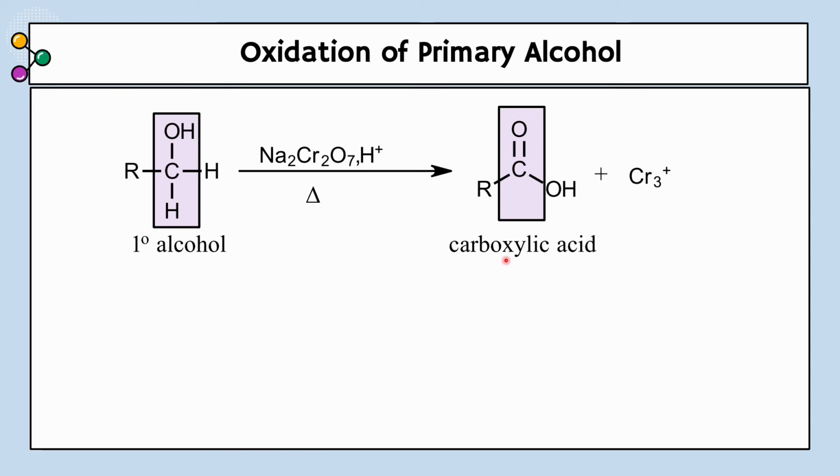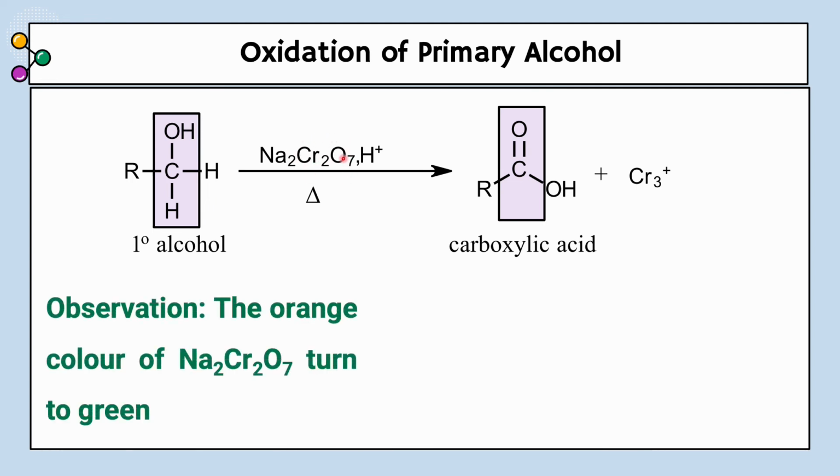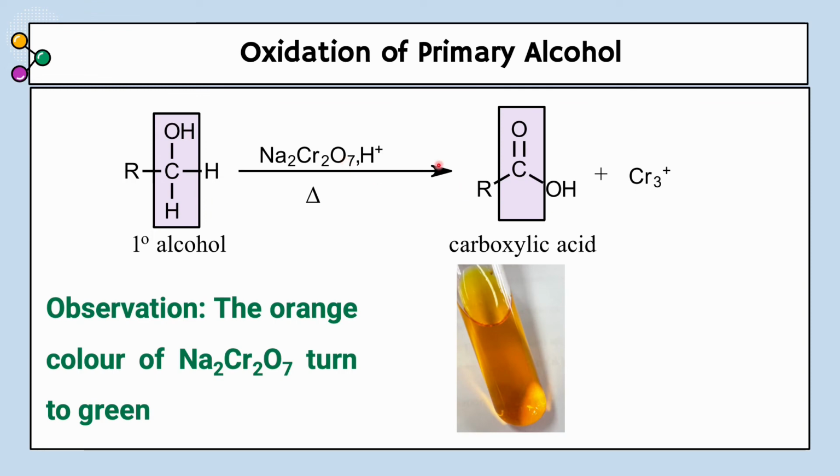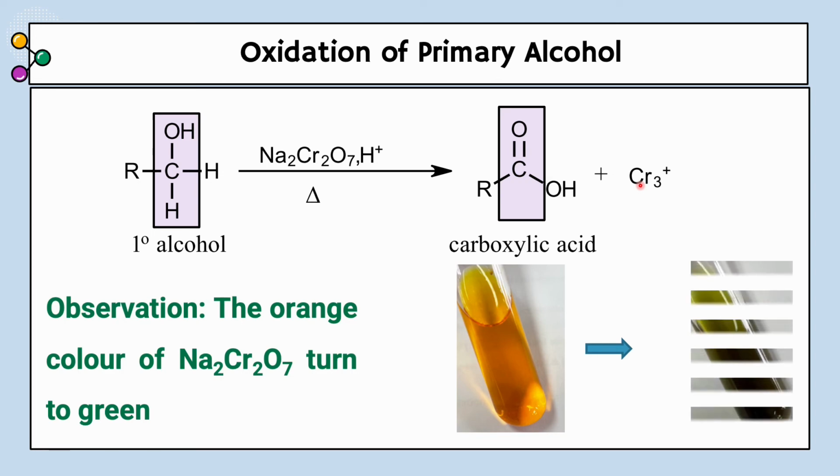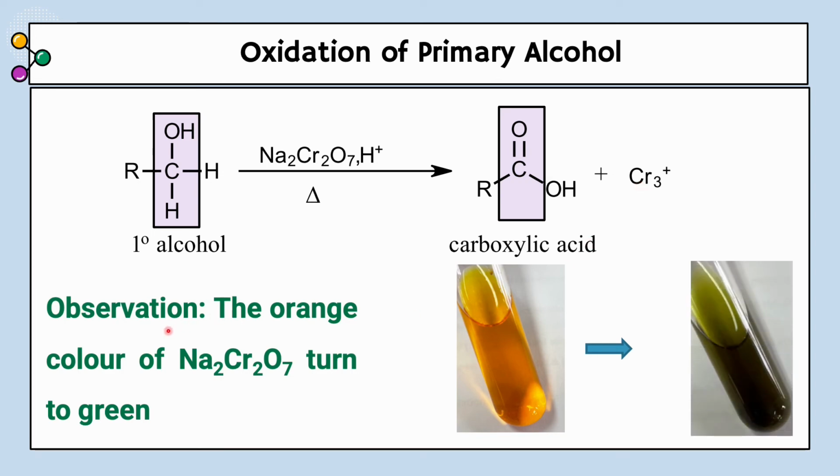For a primary alcohol, when you treat the primary alcohol with a hot acidified sodium dichromate, the primary alcohol itu will convert to become carboxylic acid. And when the dichromate ion ini dia undergo reduction, it will produce chromium 3+ ion. Okay, so observation awak akan nampak adalah the dichromate ion ini, the color of dichromate ion is orange. So when it undergo reduction, it will produce chromium 3+, which is green in color. So the observation that you should write is the orange color of sodium dichromate will turn to green.